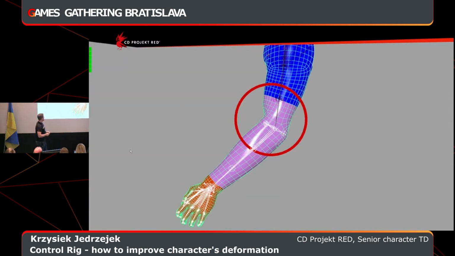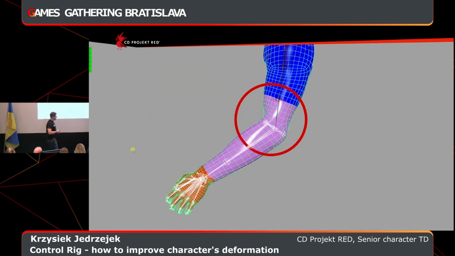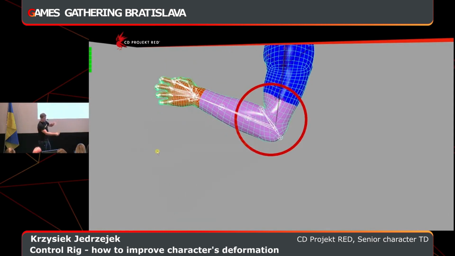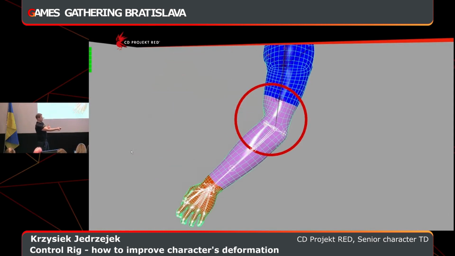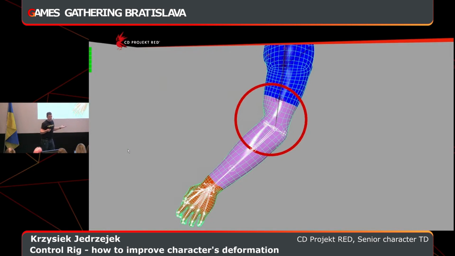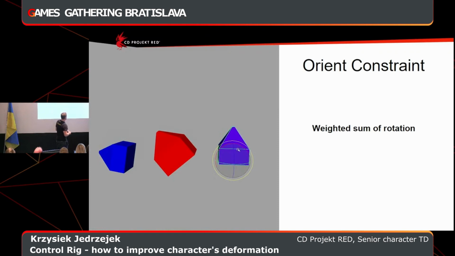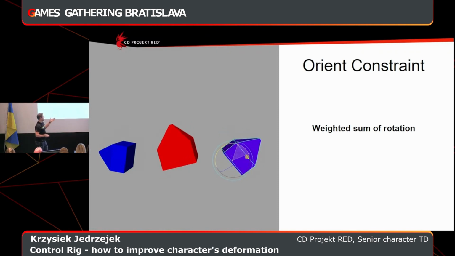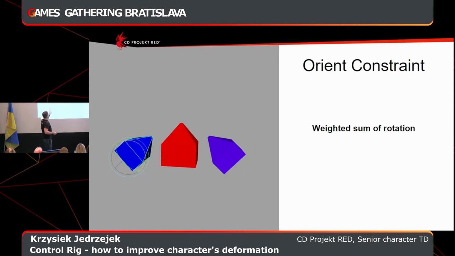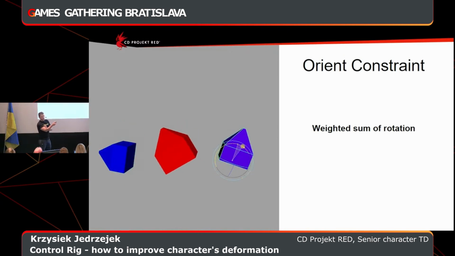And here's a working example. You can notice that these three extra joints are rotating exactly in between this angle. And how do we achieve it? We use a constraint, an orient constraint. Orient constraint is a weighted sum of rotation. So we take the rotation from these two cones, take a part of it and assign it to the red one. In our case, it is exactly in the middle.